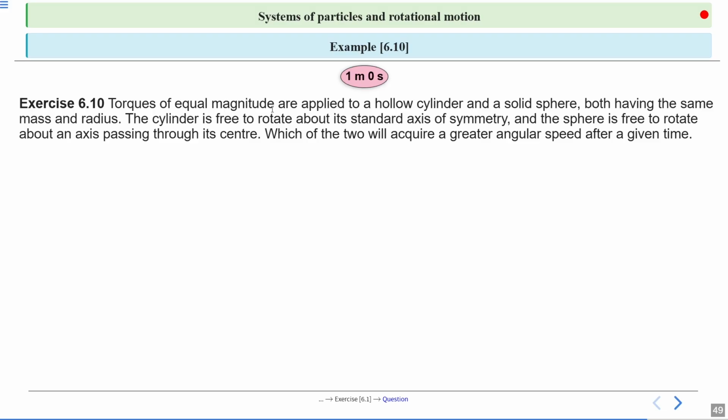Torques of equal magnitude are applied to a hollow cylinder and a solid sphere, both having the same mass and radius. The cylinder is free to rotate about its standard axis of symmetry, and the sphere is free to rotate about an axis passing through its center. Which of the two will acquire a greater angular speed after a given time? Please solve this question. You have some time.